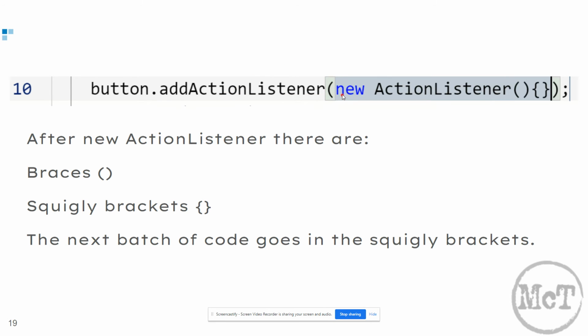So what I've replaced it with is new ActionListener, and I've got open brackets. So this creates a new instance of the ActionListener, and you'll notice I've added squiggly braces right after that. So all of this is within the brackets of the addActionListener method associated with the button.